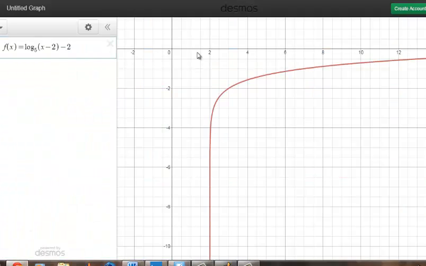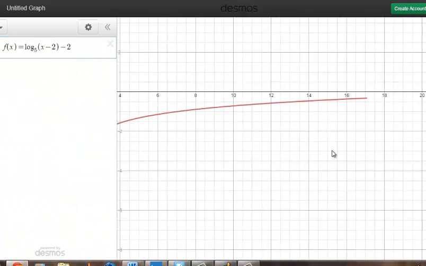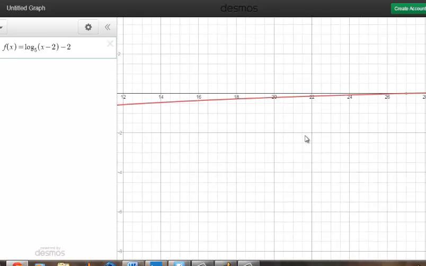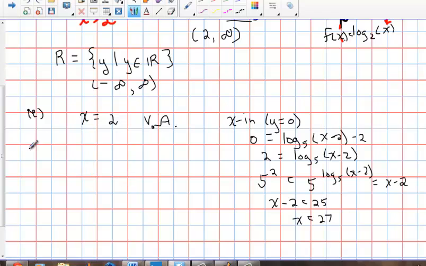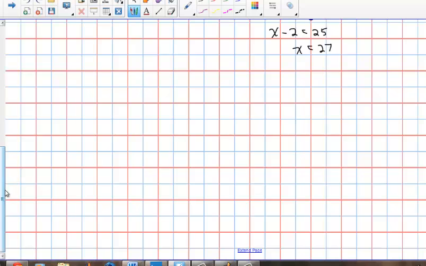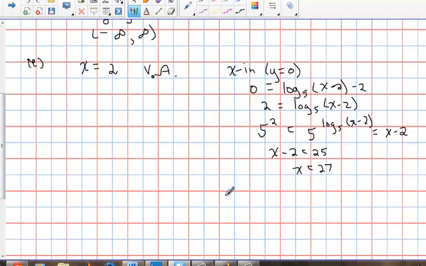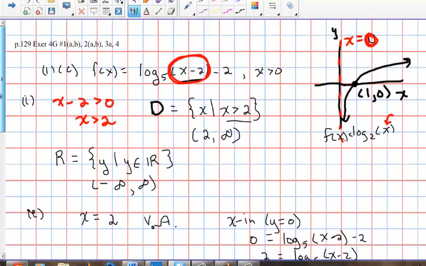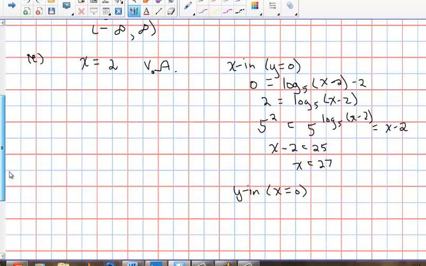So let's see if that makes sense. Let's take a look at our graph. Does it hit at 27? It does. So that's good. Alright, now let's take a look at the y-intercept. And the y-intercept is when x equals 0. Let's plug in 0 for where x is. So log base 5 of (0 minus 2) minus 2.